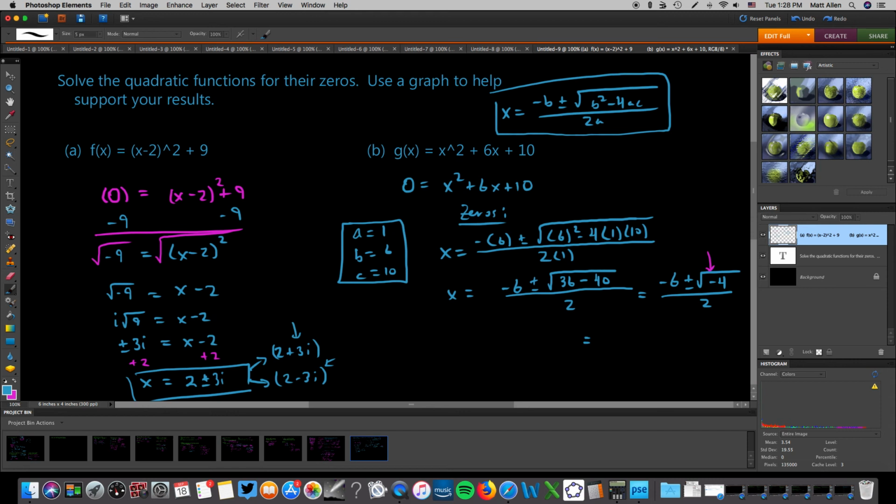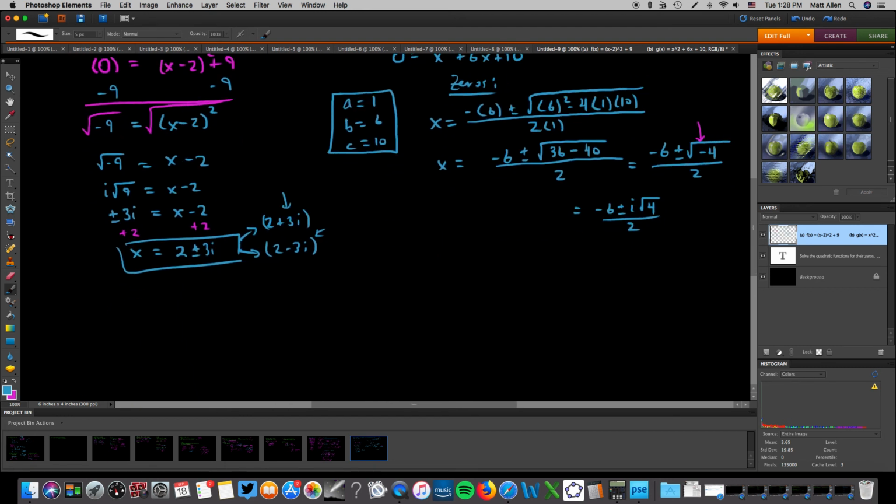So simplifying this using the properties of imaginaries and complex numbers, we're going to rewrite this as negative 6 plus or minus i times the square root of positive 4, all over 2. Remember, we can take the i out in front and make what's inside here positive, but you might see that that actually leads us to be able to simplify this further. And so we get negative 6 plus or minus 2i all over 2.